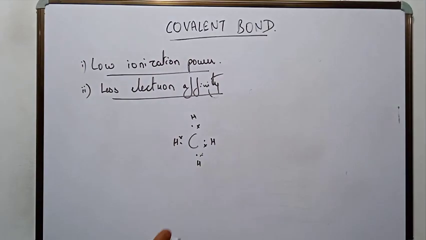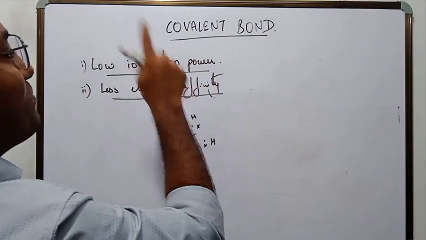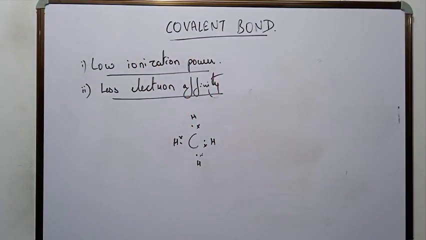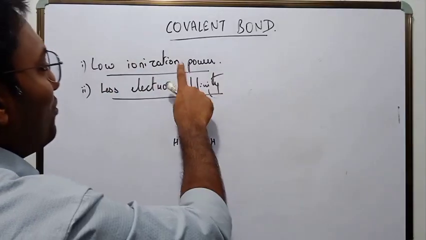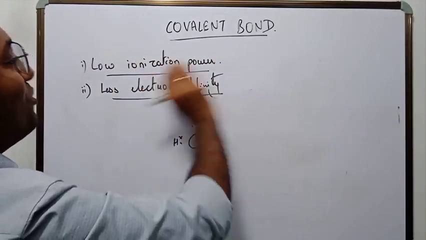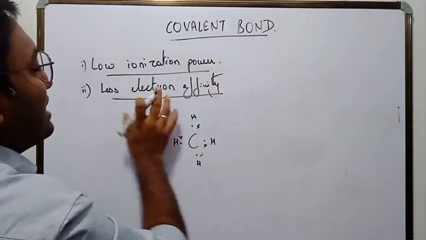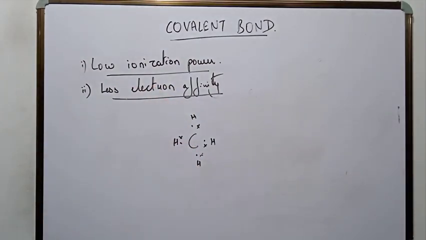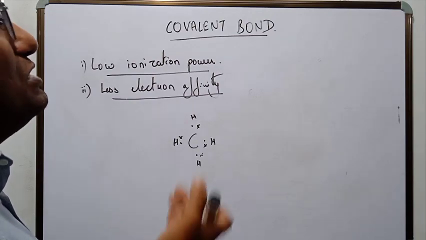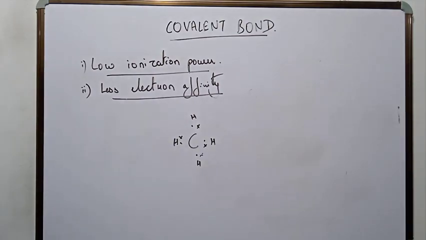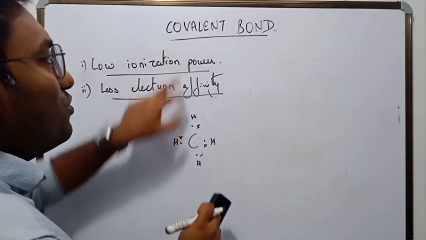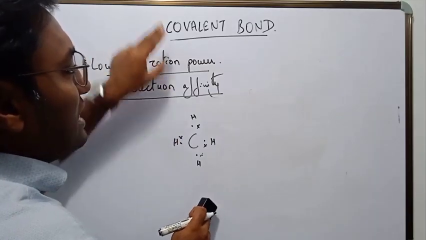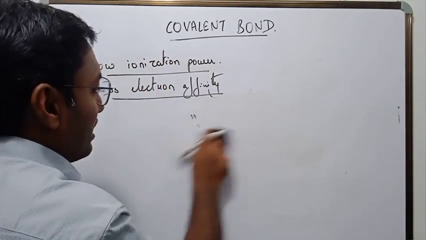So the only option available for carbon is mutual sharing of electrons. Why? What is the reason? Number 1, because carbon has low ionization power: the number of protons won't allow the loss of electrons. And also carbon has less electron affinity, because the number of protons won't be able to accommodate that much amount of electrons. So such atoms would go for covalent bond, such atoms would go for sharing of electrons.